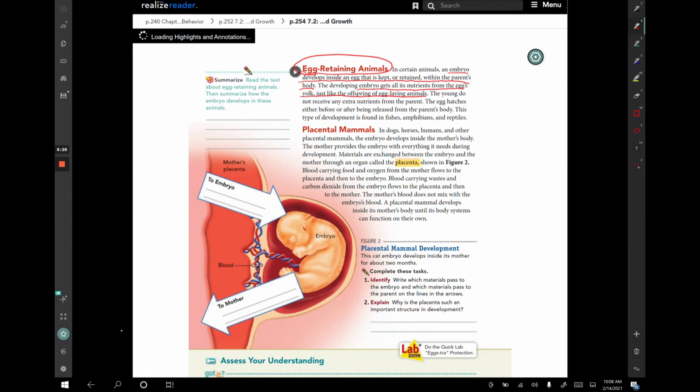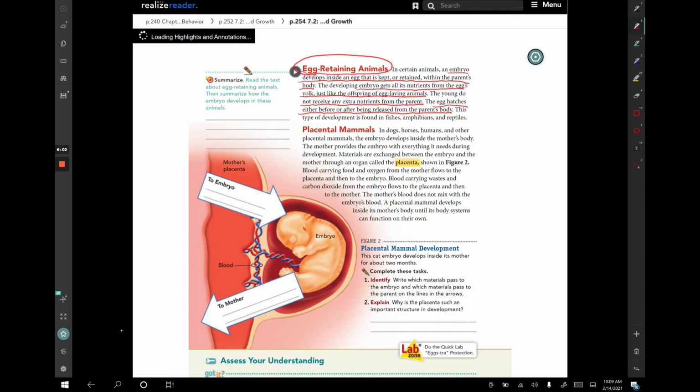The young do not receive any extra nutrients from the parents. It's just that instead of laying the egg outside, like in a nest, it keeps the egg inside of its body. And then that egg will hatch either just before or just after it is released. So some fishes, some amphibians, some reptiles use this type of way to reproduce. So the egg is kept inside of the body until it is ready to hatch.